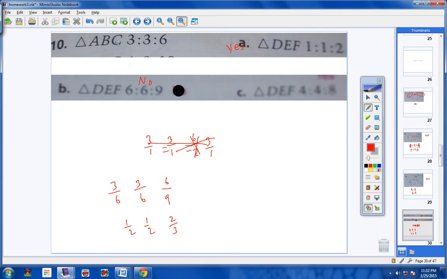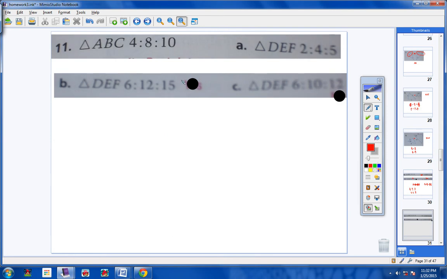And now let's compare ABC to this triangle over here. So we have 3 over 4, and then 3 over 4, and then 6 over 8. If you reduce 6 over 8, you get 3/4. So I have 3 equal fractions. That means these sides here are proportional to these sides over here. So yes, the two triangles are similar. Number 11, same thing again. So here we go.